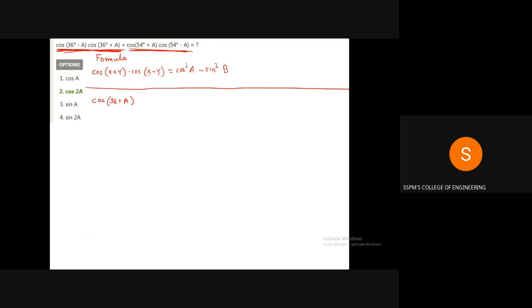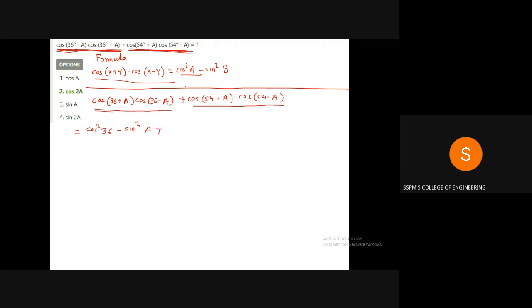So we will get, so what is cos 36 plus a? What is in the formula? Cos x plus y, cos x minus y. Here it is cos 36 plus a, cos 36 minus a. So we will get cos square 36. Here it is cos square a, meaning cos square 36 minus sin square a.